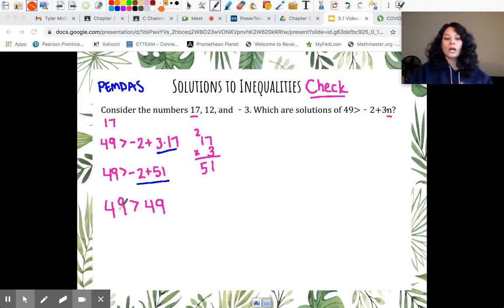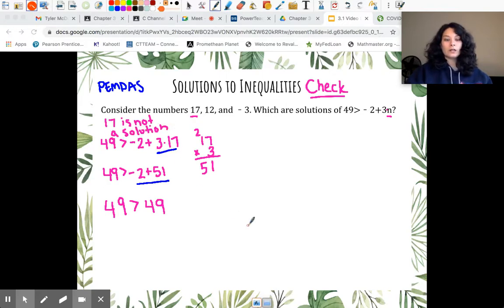This reads 49 is greater than 49. Is that true? Is 49 greater than itself? And the answer, of course, is no, it's not greater than 49. If there was a bar underneath, then it would be true because that bar would mean they could be equal. But since this symbol does not have a bar, this is strictly saying that 49 is greater than 49, and that's my only choice. And that's not true. 49 is not greater than 49, so 17 is not a solution.